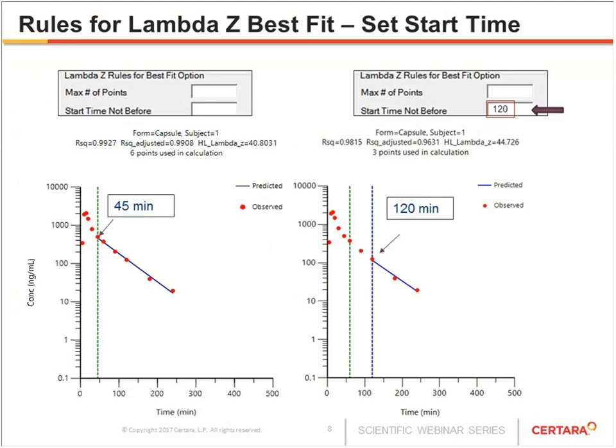And here's how the start time not before works. On the left, you have an analysis where no rule was set. And you can see that the slope extends all the way back to the 45-minute time point. And in the example on the right, the slope stops at 120 minutes. So this might be useful if you have a modified or extended release formulation and you want to ensure that you're only calculating the terminal slope after drug has been completely absorbed or absorption has stopped.